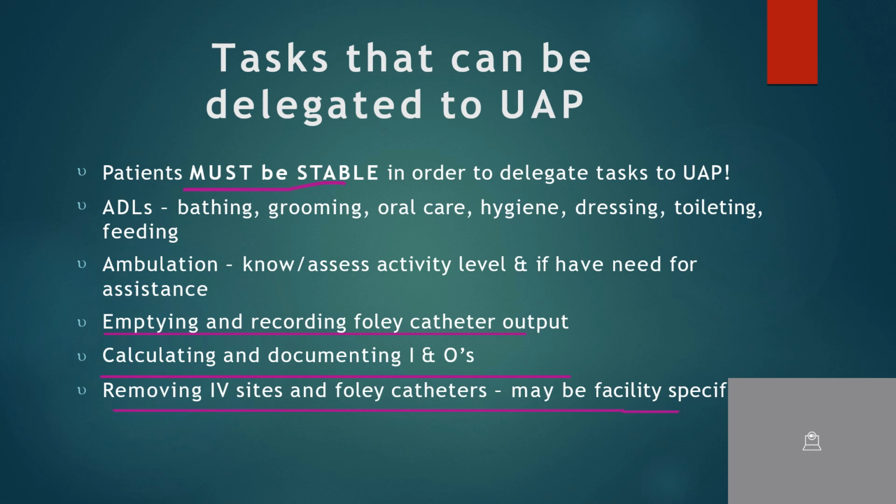They do, but that's within their scope. Okay. So tasks that can be delegated to the UAP, again, patients must be stable in order to delegate the task to the UAP. They can do ADLs, right? So that's bathing, grooming, oral care, hygiene, dressing, toileting, and feeding. Ambulation. But the biggest thing is they have to assess level of activity and if they need assistance. So they can ambulate patients if they're what? Stable, right? So those are things you just have to remember.